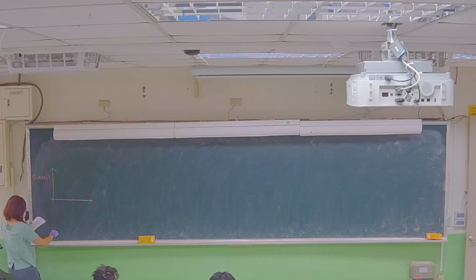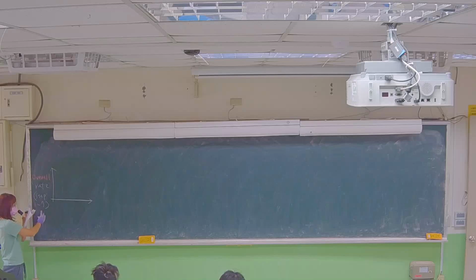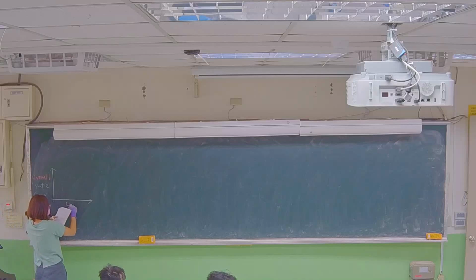Overall rate is the total rate. You combine step 1 to 7, the whole reaction rate. So this one is not only for step 1, okay? But now we are talking about step 1. In this figure, this is overall rate. How about the x-axis? U over dp.